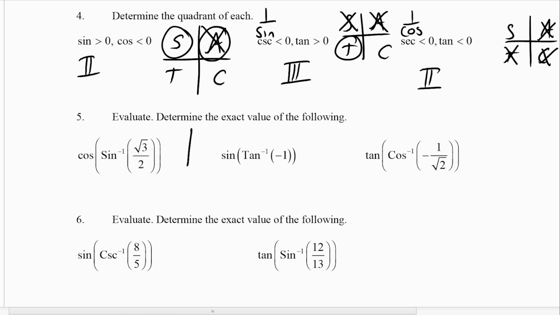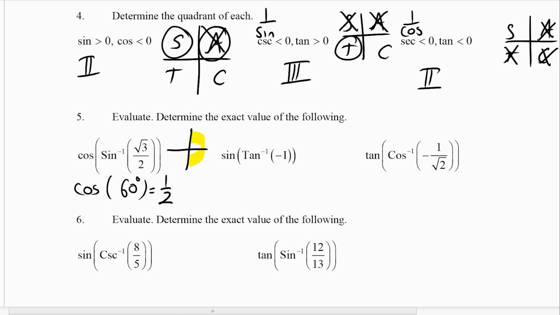So moving on to number 5, we have cosine of the inverse sine of root 3 over 2. You have to think about what angle is needed for sine to get root 3 over 2. Since sine has a restriction from negative 90 to 90, it's only going to be in the fourth quadrant and the first quadrant. That angle is going to be 60 degrees. Cosine of 60 degrees ends up giving us 1/2.